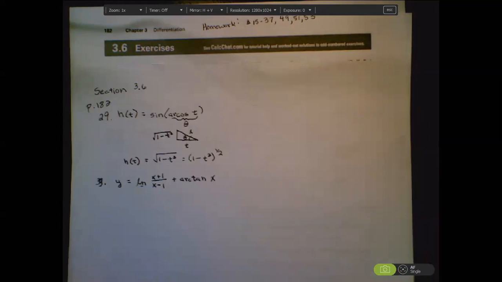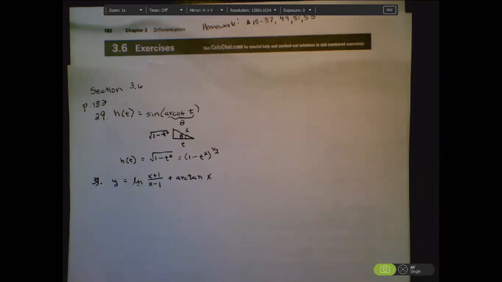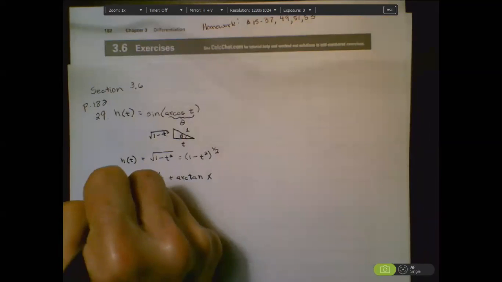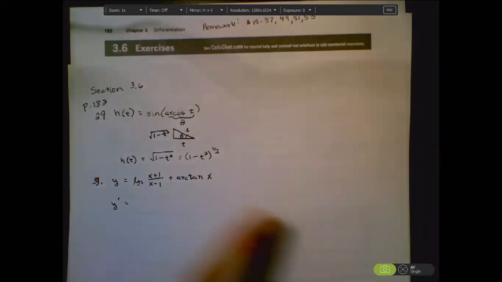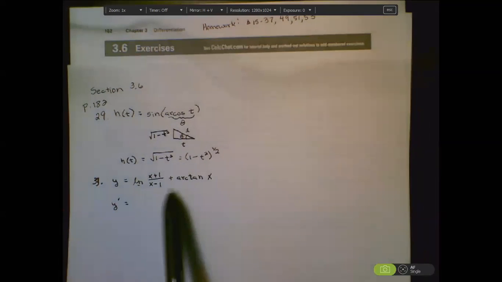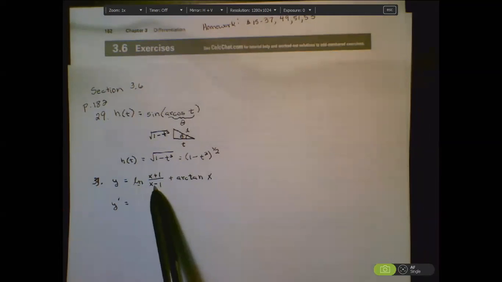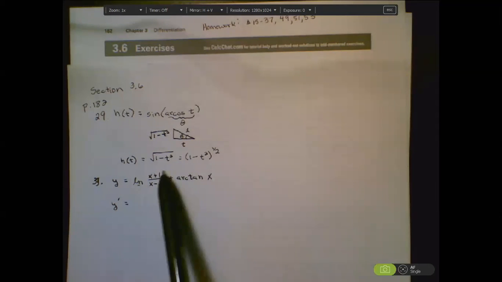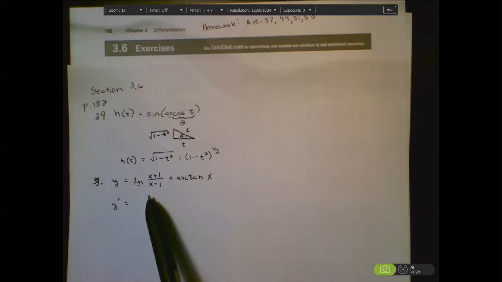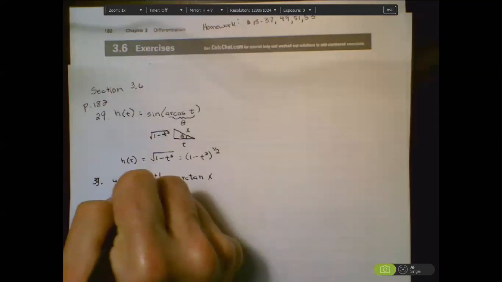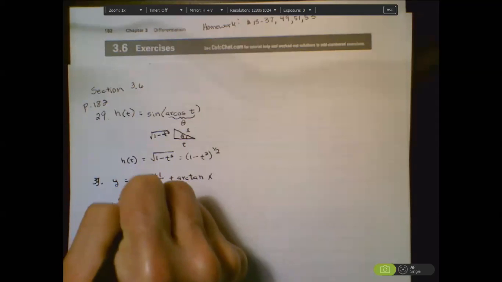All right, there it is. So I need to find the derivative, and I know I can find the derivative term by term. The derivative of the first term, I'm looking at this as natural log of ugly. So what's the derivative of natural log of ugly? 1 over ugly. And what does 1 over a fraction do to the fraction? Just flips it. Okay, so 1 over ugly would just be x minus 1 over x plus 1.